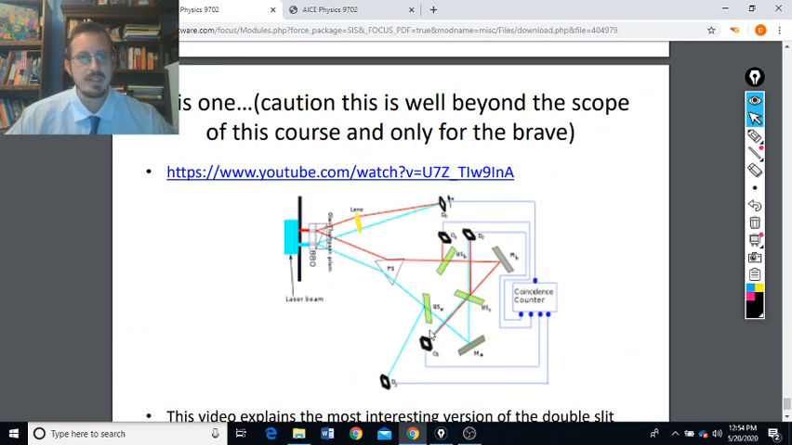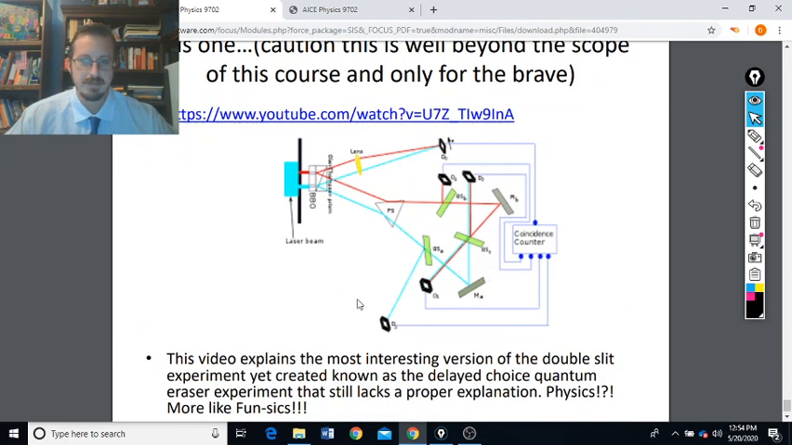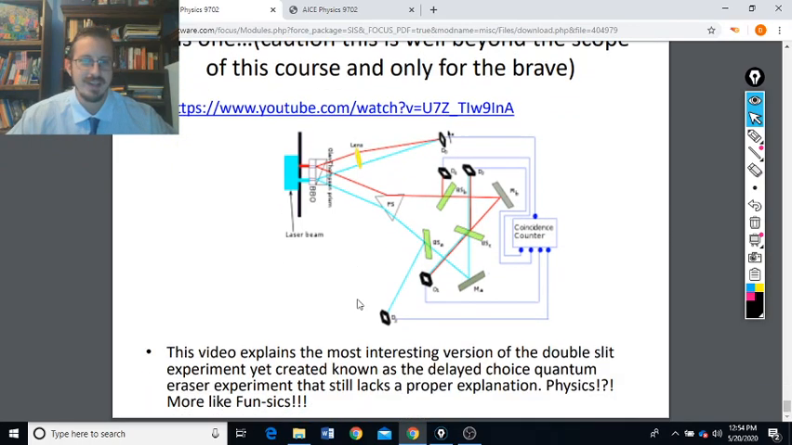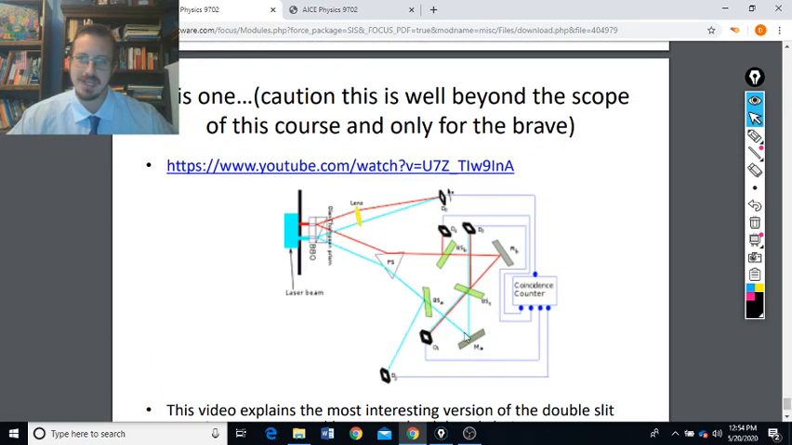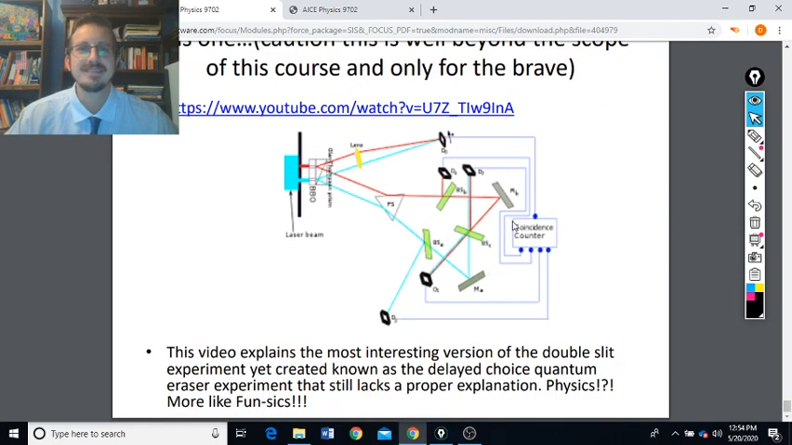And then here is a slide about a famous version of the double slit experiment, the delayed choice quantum eraser experiment. It says it still lacks a proper explanation. So take a look at that and see if you can try to figure that one out. Till next time.